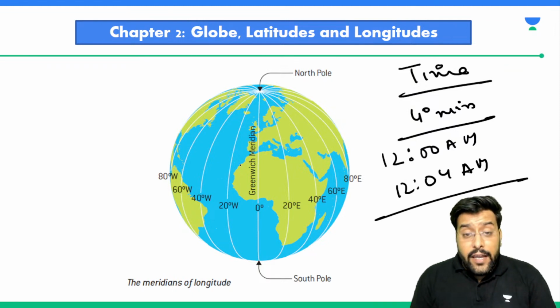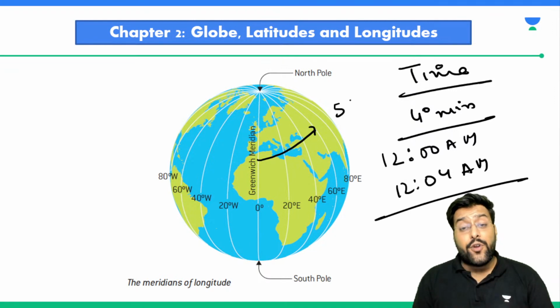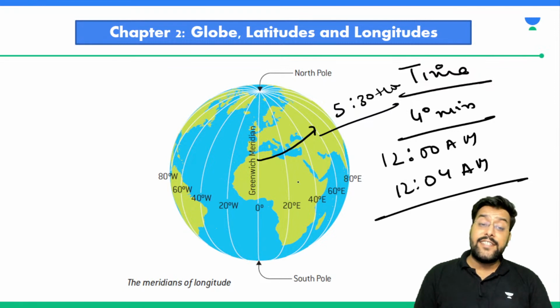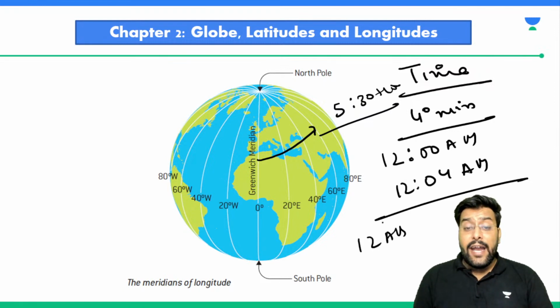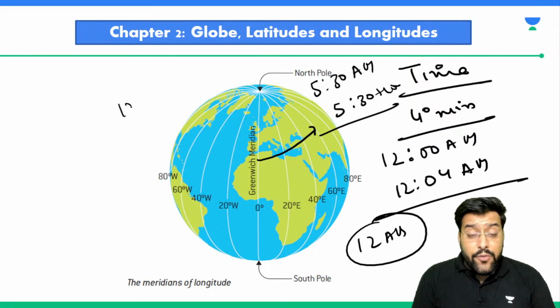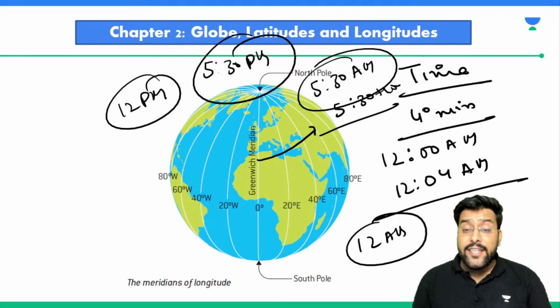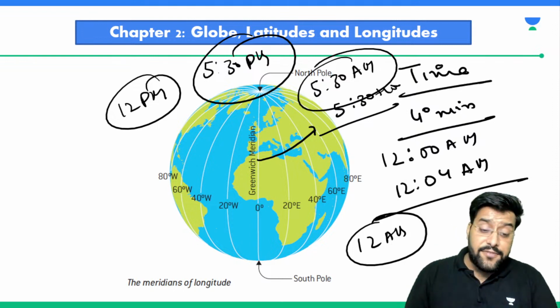Ultimately, India falls at a distance such that our time difference from Greenwich is 5 hours and 30 minutes. That is, if it's 12 AM at Greenwich, India will be having 5:30 in the morning. If it's 12 PM at Greenwich, India's time will be 5:30 PM, and we'll understand what makes the difference of 5 hours and 30 minutes. These are the things which we need to understand.